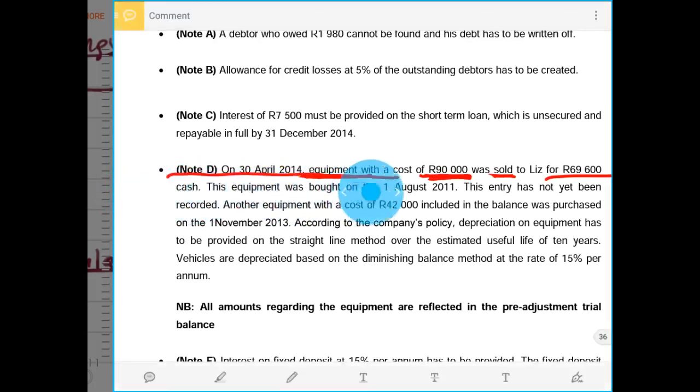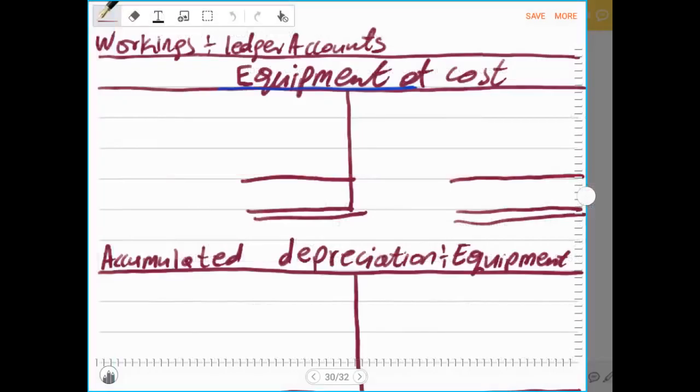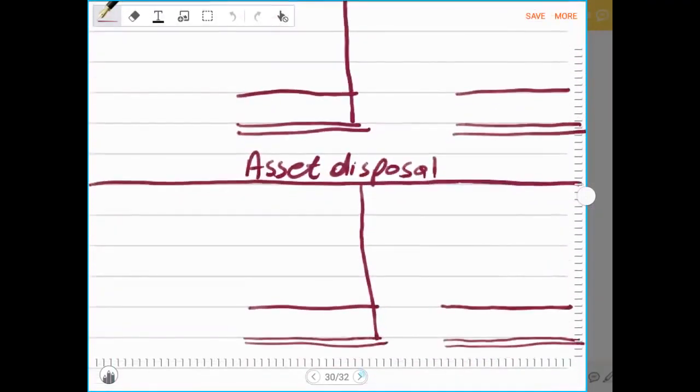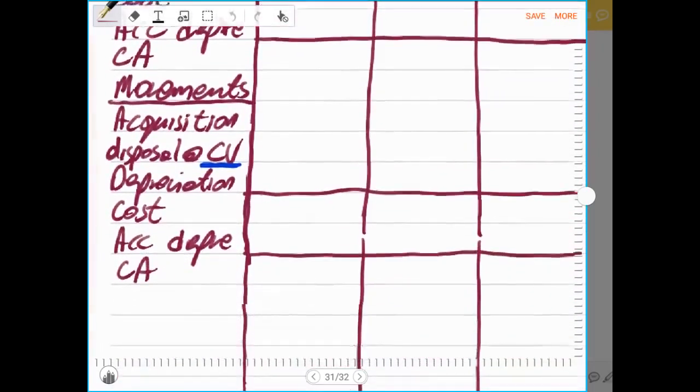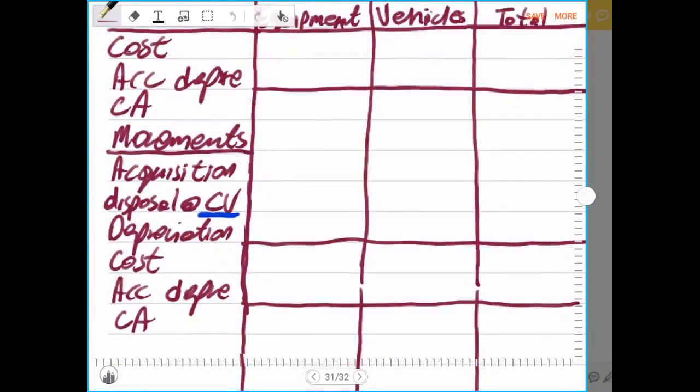I'm just randomly going through those. I'll still go in details. So these ledger accounts are for the asset that was disposed. Then after, here is the template for the property, plant, and equipment. So now we have prepared everything. Then when we go to the adjustments, we can just read the adjustment and record it where it is supposed to be recorded.